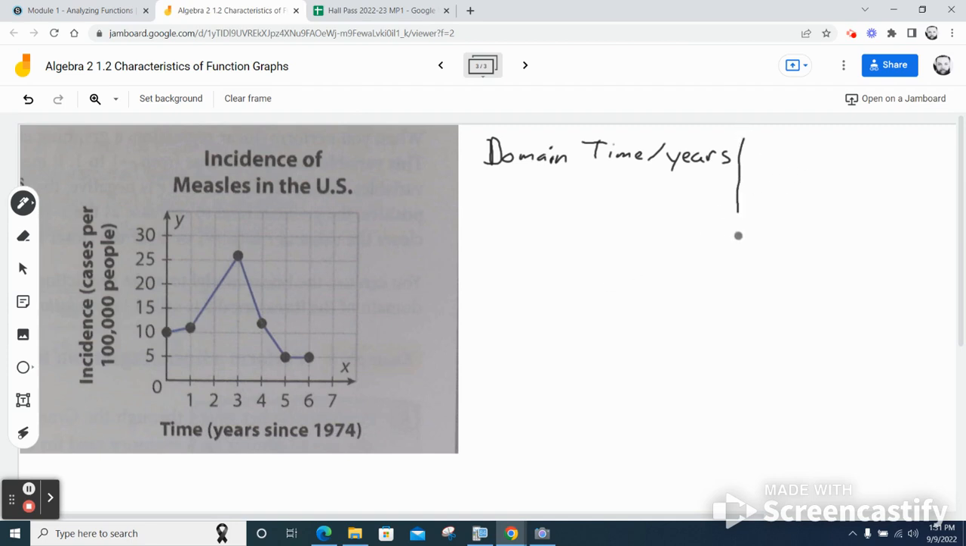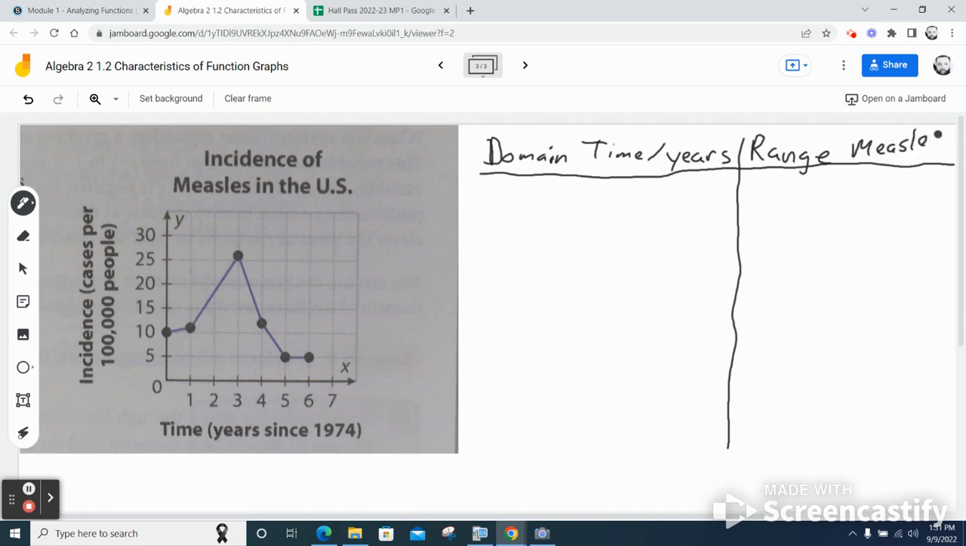Okay. And then my range are the Y values. So what does that mean? I'm going to say measles cases. And it's per 100,000. So if you look at that, it says per 100,000.